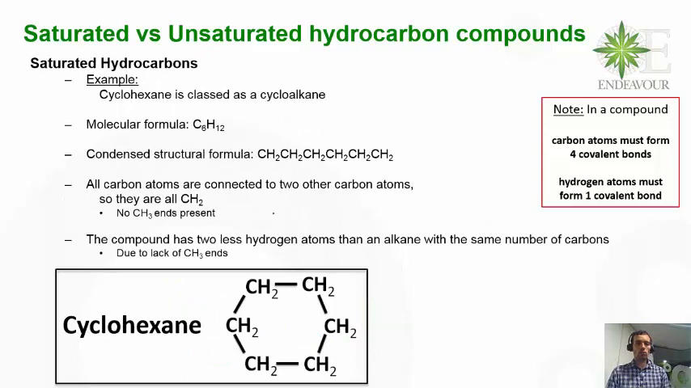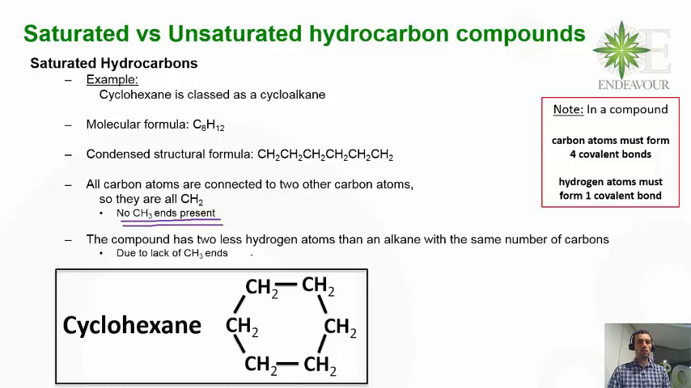So another version of a saturated hydrocarbon here is a cycloalkane. The structure we're looking at here is cyclohexane. In the condensed structural formula, we can see that all the carbons are actually CH2s. That means there are actually no CH3s present at all. So why are there no CH3s in this compound? It's because each carbon is attached to two other carbon atoms. That's what allows it to be a ring structure. So by definition, there are no ends, so no CH3s.